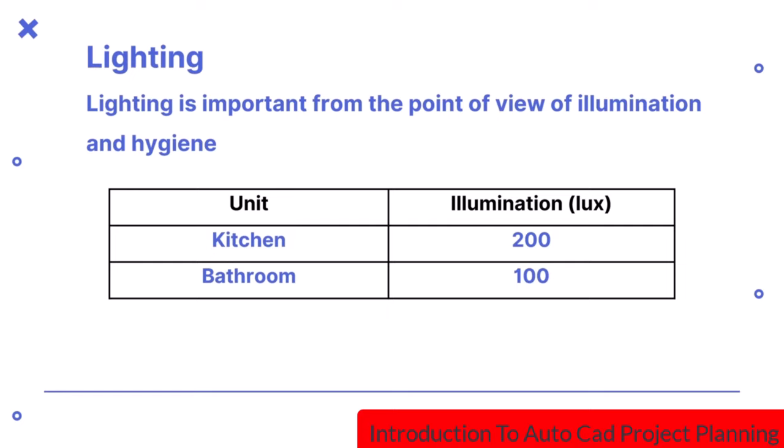The minimum window area for buildings located in a hot, humid climate is 1/7 of the floor area, and for dry climates, 1/10 of the floor area.